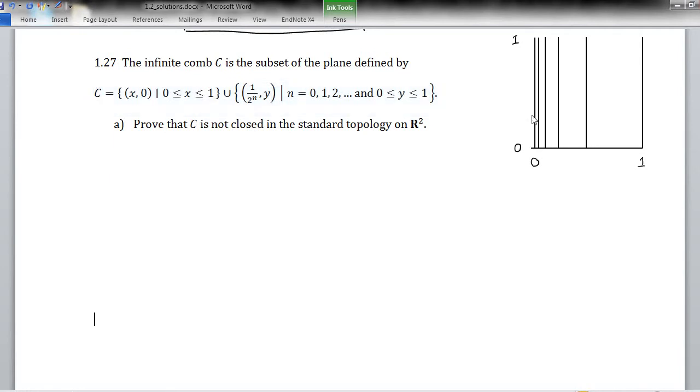Okay, so we're getting all these vertical intervals at an x coordinate of 1, 1/2, 1/4, 1/8, 1/16, 1/32, and so on. And there's going to be a bunch more here that I haven't drawn that will march towards 0, and towards an x coordinate of 0, but never quite get there. All right. So in part A here, we want to show that this infinite comb, strange as it may look, is not closed in the standard topology on R2.